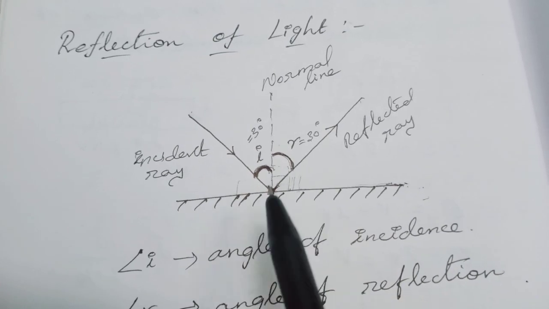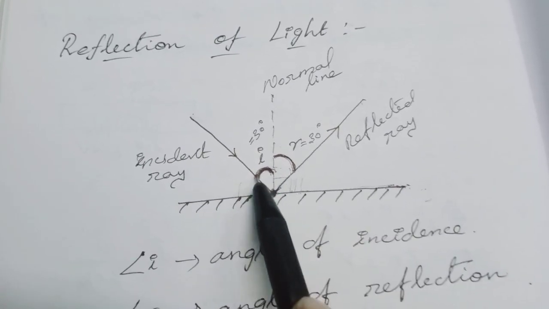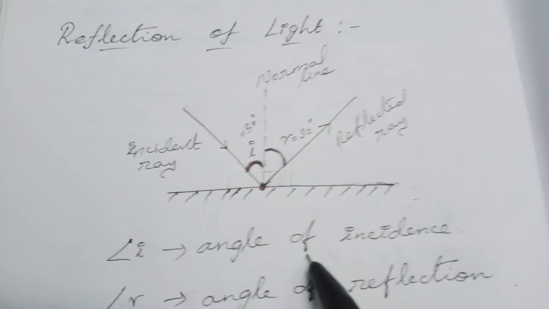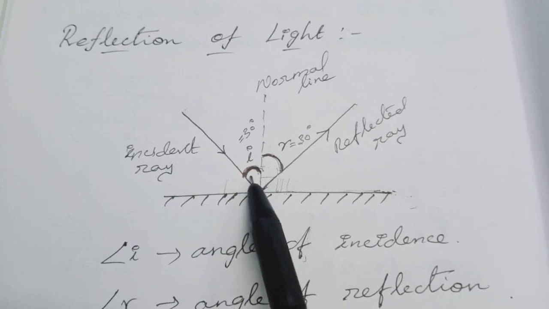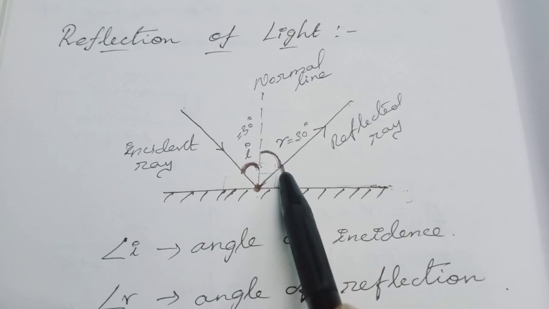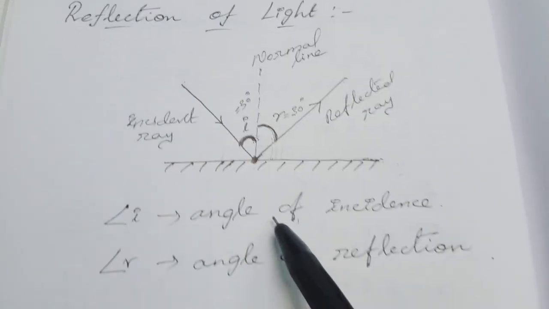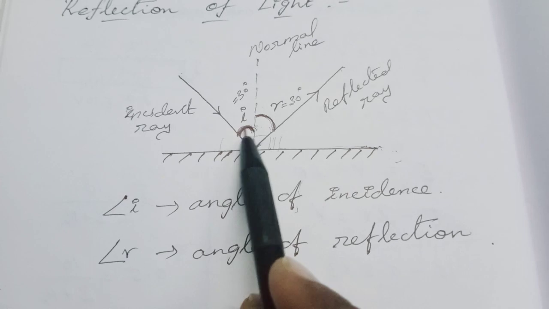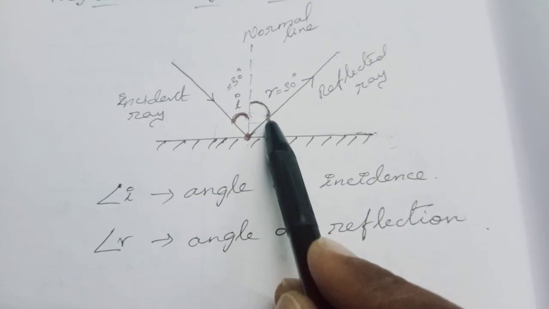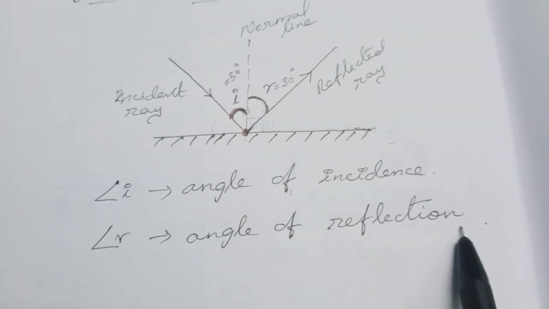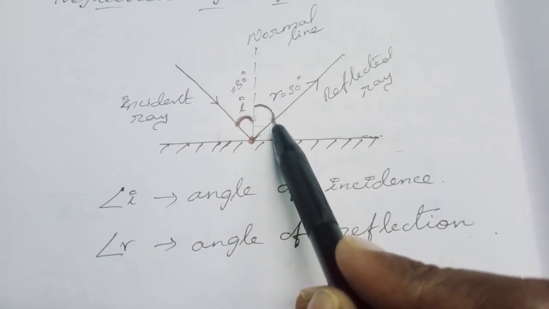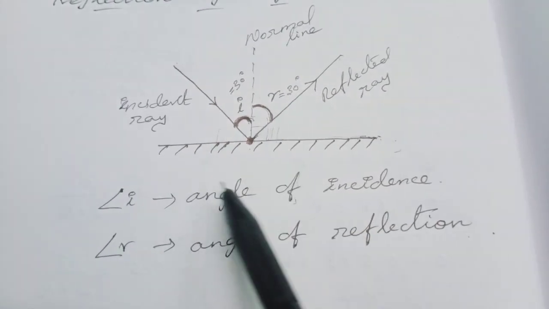So it means, students, that the angle of incidence is equal to the angle of reflection. That is the law. Whenever reflection takes place, the angle of incidence should be equal to the angle of reflection. This angle I is called the angle of incidence. This angle R is called the angle of reflection. Now this angle of incidence is equal to the angle of reflection, from the diagram itself we can say.